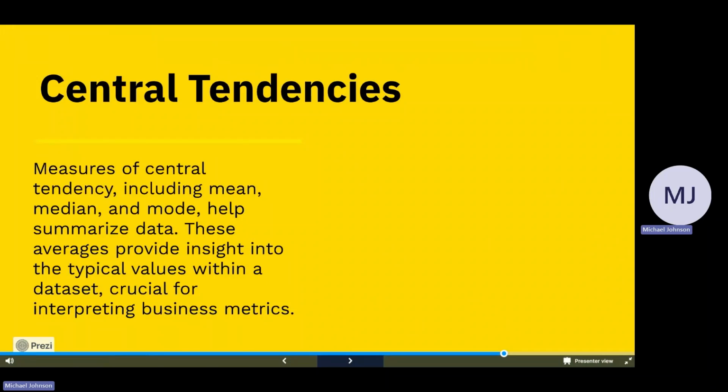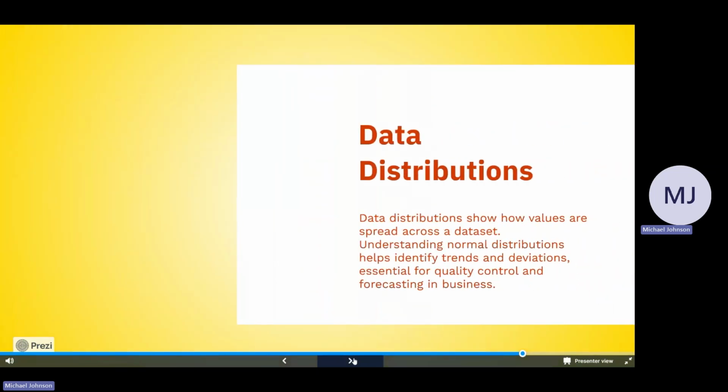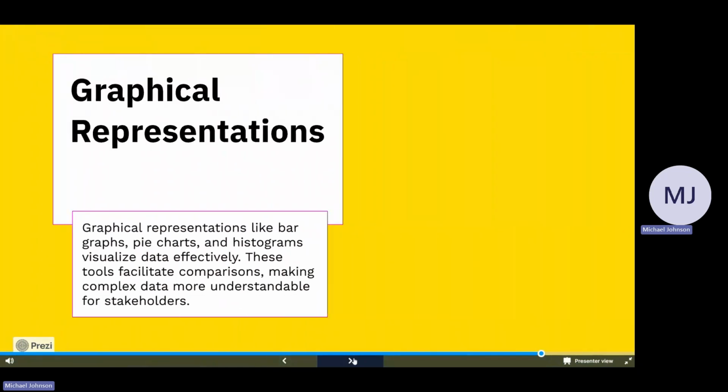Measures of central tendency, including mean, median, and mode, help summarize data. These averages provide insight into the typical values within a data set, crucial for interpreting business metrics. Data distributions show how values are spread across the data set. Understanding normal distributions helps identify trends and deviations, essential for quality control and forecasting in business.